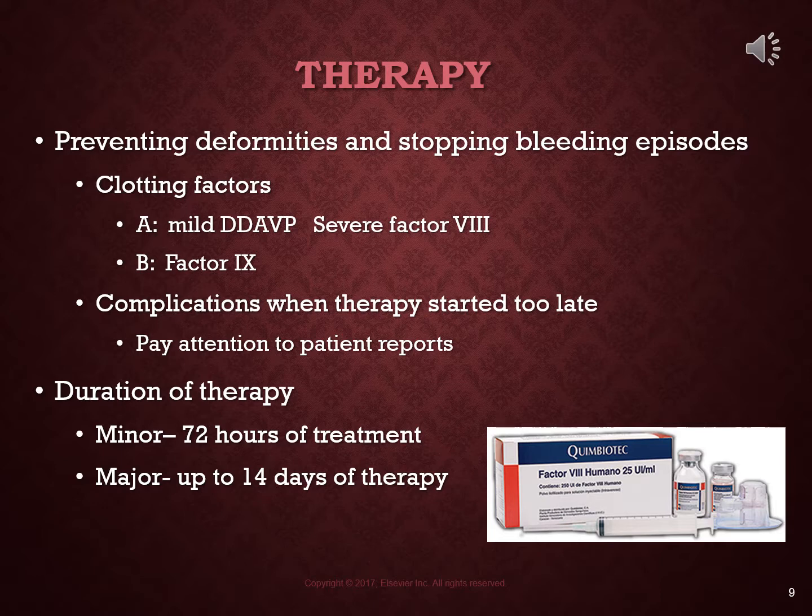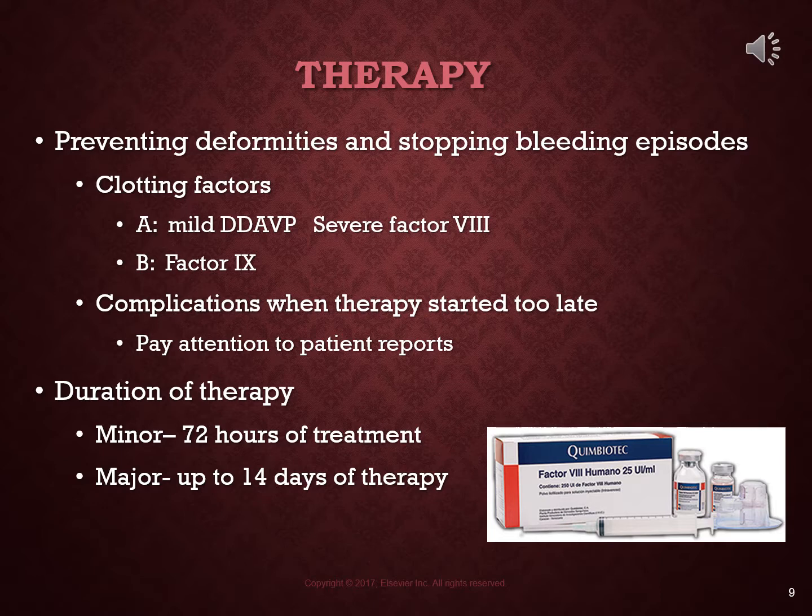There are complications when therapy is started too late, so pay attention to the patient report of any pain, any sign or symptom that their body feels different than it should. These people really become attuned to their body. If indeed someone with hemophilia has to have surgery or undergoes a major trauma, or actually even a minor trauma sometimes, blood products may be needed.